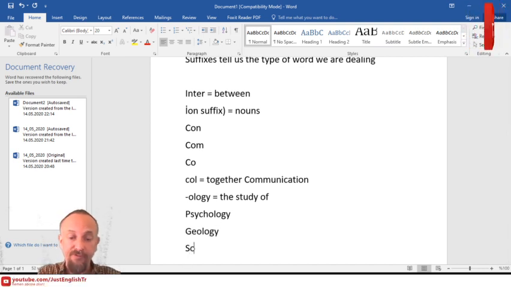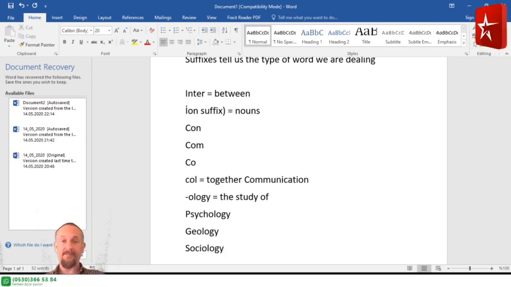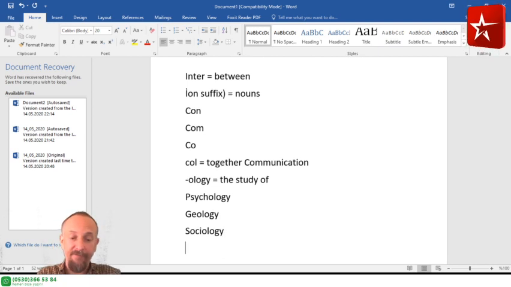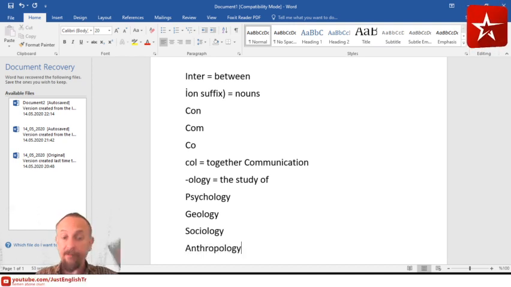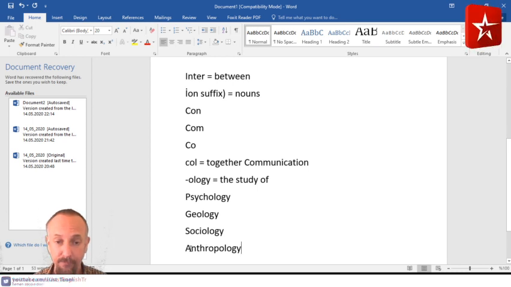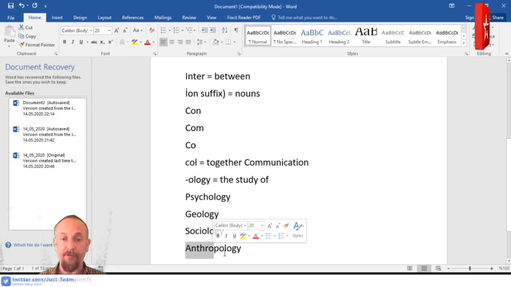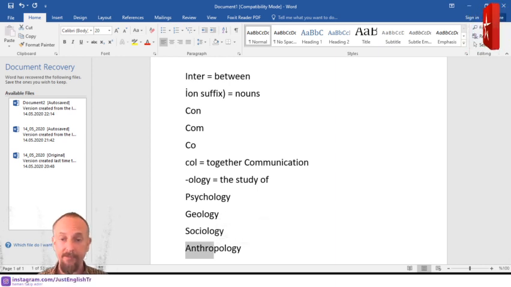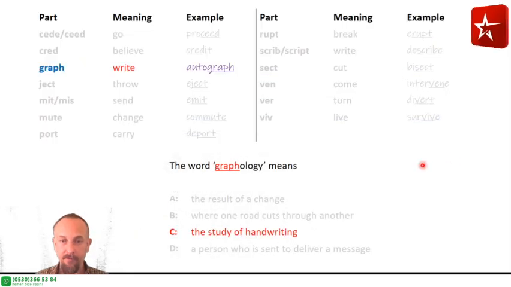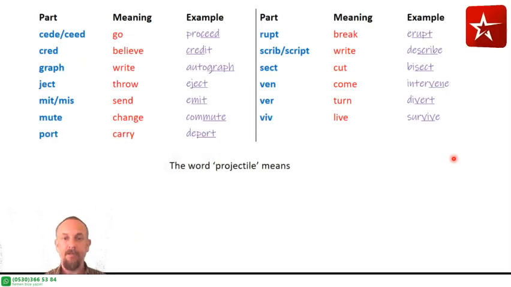We also have sociology. Sociology, society, studying society. One of my favorites. Anthropology, and we should know anthro means man or humankind, and anthropology would be the study of mankind. Okay, so let's move on.